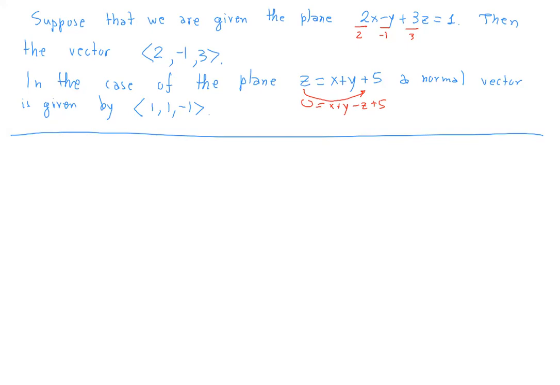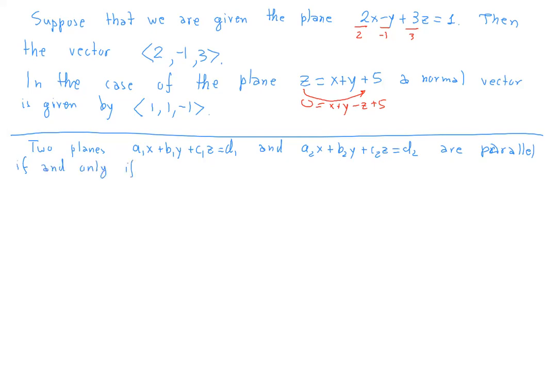So two planes A1x plus B1y plus C1z equals D1, and A2x plus B2y plus C2z is equal to D2 are parallel if and only if the vectors A1, B1, C1, and that is the normal vector of the first plane, and A2, B2, C2 are, what do you think, if they're parallel?